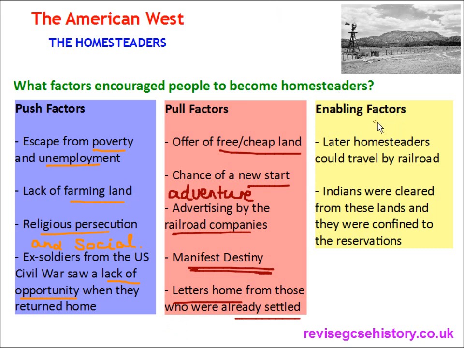So, enabling factors. What factors made the movement onto the Great Plains a reality? What made it possible? Well, later on, homesteaders could travel by railroad. That made it easier to get onto the plains. And the Plains Indians that once roamed freely on the plains, by the 1860s, they were cleared from these lands. They were no longer just roaming around the plains as they liked, and they were confined by the US Army and the government to the reservations.